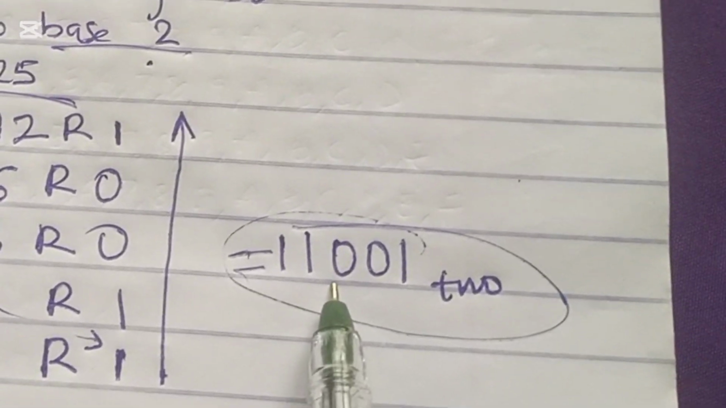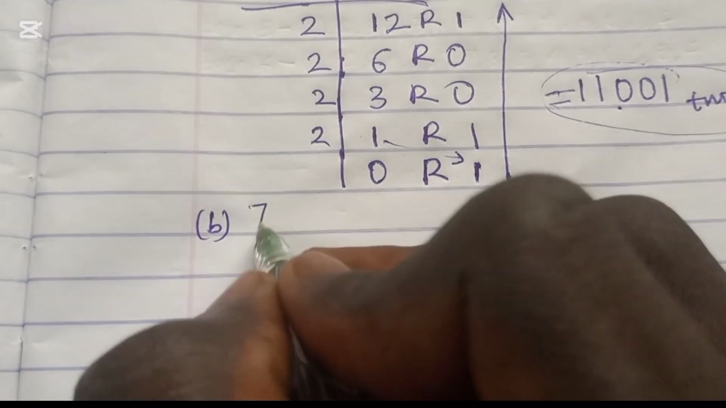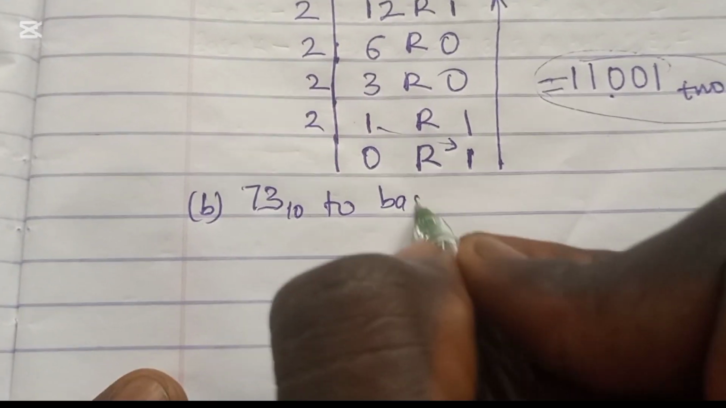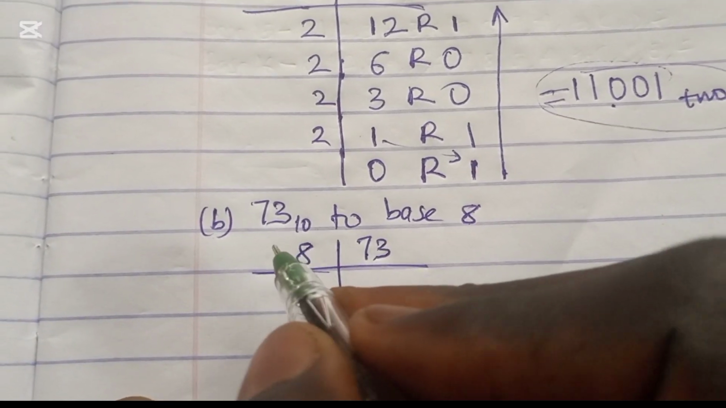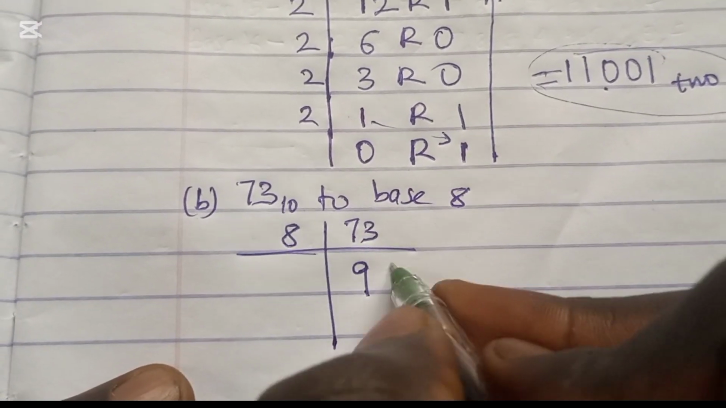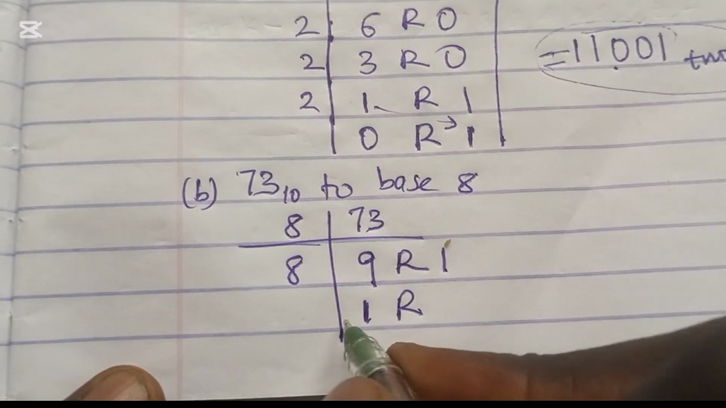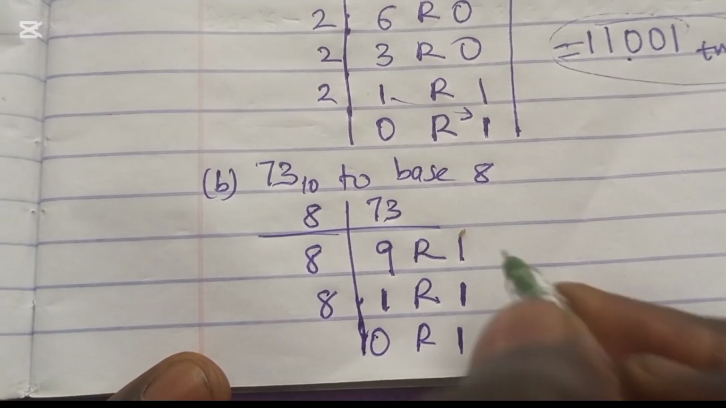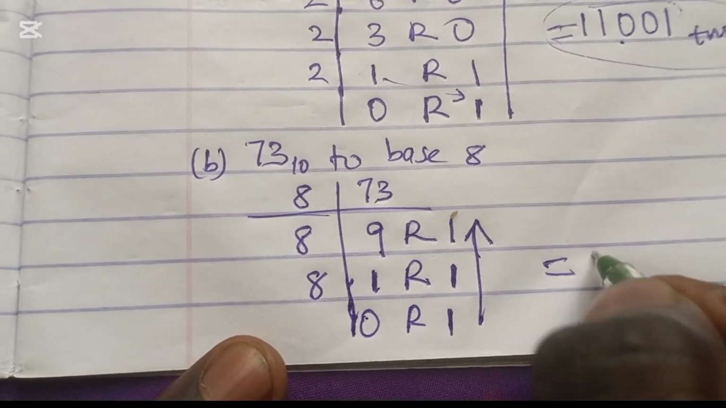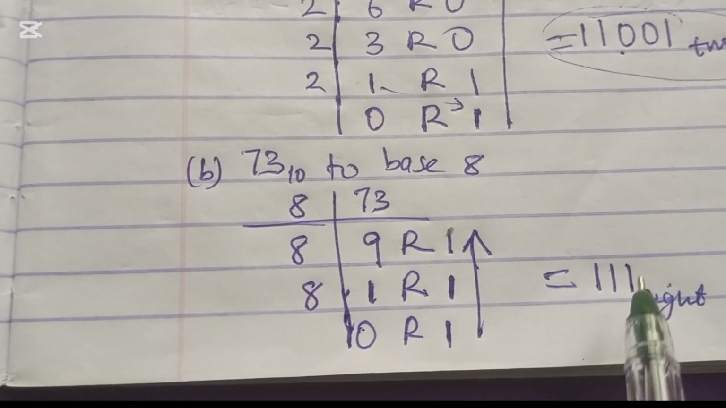So that is how to solve questions on this also. So the second example, we have 73 base 10 to base 8. Now, the same method, write 73, then 8. 8 in 73, that will be 9 times, remainder 1. Then 8 in 9, that's 1, remainder 1. Then 8 in 1 cannot go, that's 0. Then you bring the number here, that's 1. Then from down to up, you count, that's 111 base 8. So that means 73 base 10 to base 8 is 111 base 8.